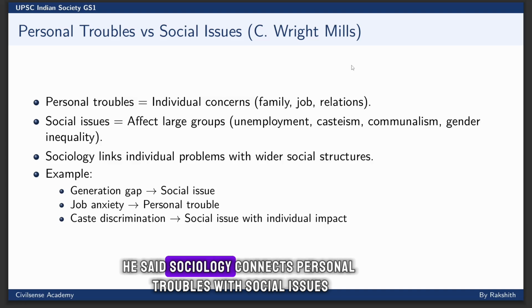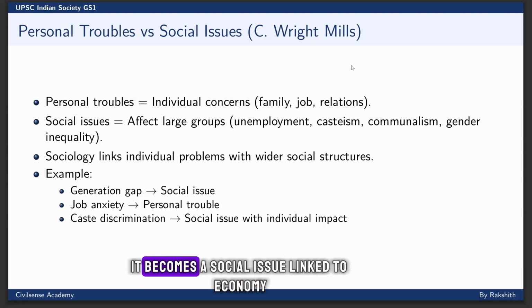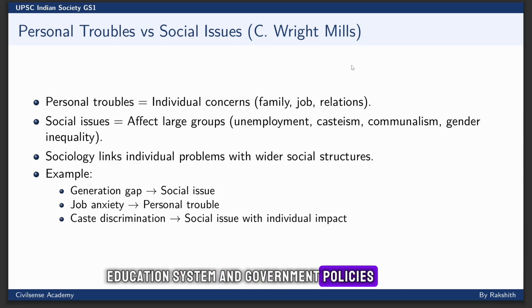He said sociology connects personal troubles with social issues. Let's understand with an example. If one person is unemployed, we may say he didn't work hard enough. That is a personal trouble. But if millions of youth are unemployed, then it is not just personal. It becomes a social issue linked to economy, education system and government policies.